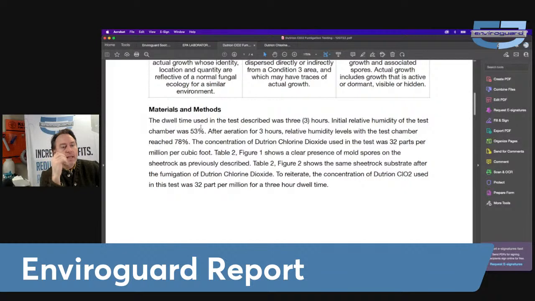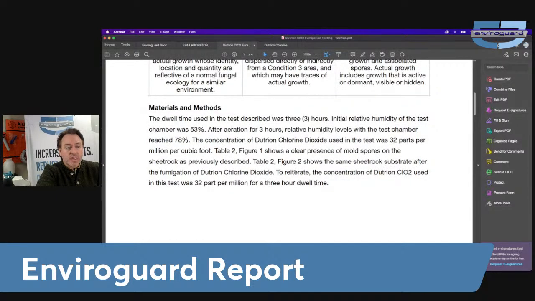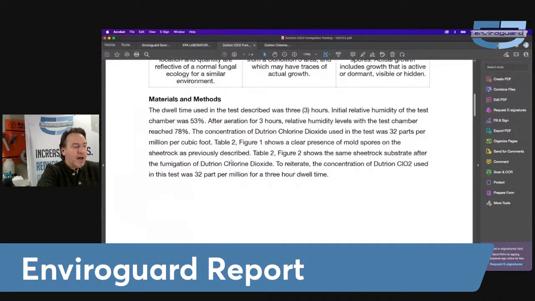The initial relative humidity of the test chamber was 53%. After aeration for 3 hours, relative humidity levels within the test chamber reached 78%, kind of going back to our data. The concentration of chlorine dioxide used in the test was 32 parts per million per cubic foot. Table 2, figure 1, shows a clear presence of mold spores on the sheetrock, which I'll show you in a second, as previously described. The table 2 figure shows the same sheetrock substrate after the fumigation of chlorine dioxide. To reiterate, the concentration of ClO2 used in this test was 32 parts per million for a 3-hour dwell time.